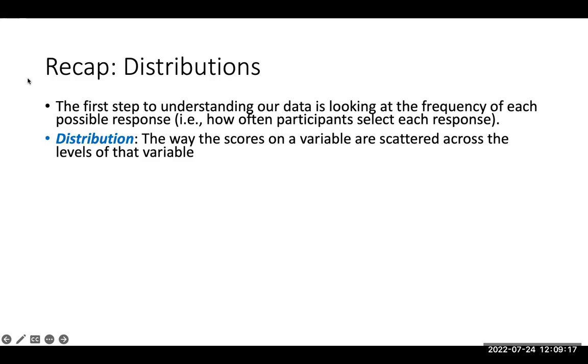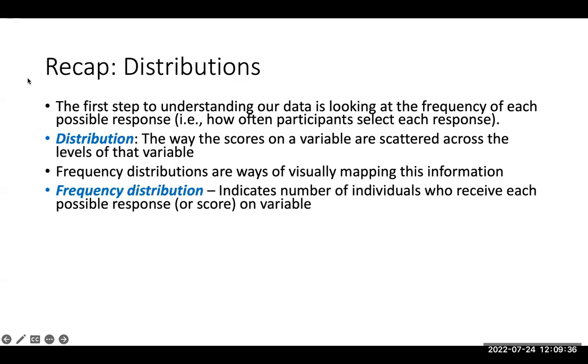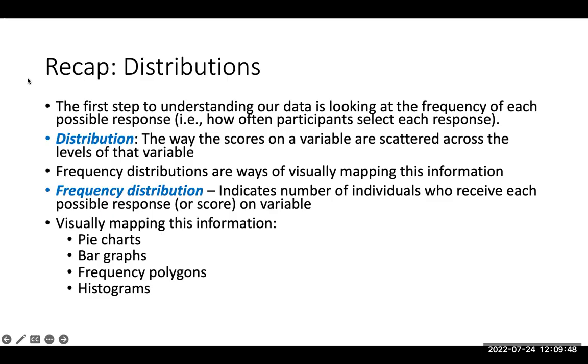So a distribution really represents how that data is scattered across the different levels of the variables. The levels would be the disagree and agree component. A frequency distribution is just a way of visually mapping this information. It helps researchers understand what's going on with their participants. A frequency distribution indicates the number of individuals who select each possible response or score on a variable. There are different ways we can visually map this information.